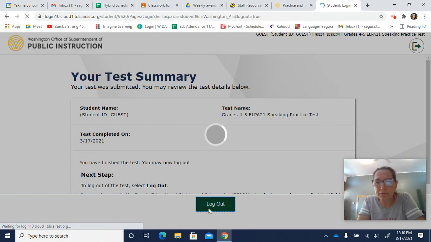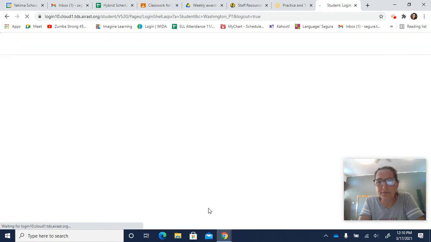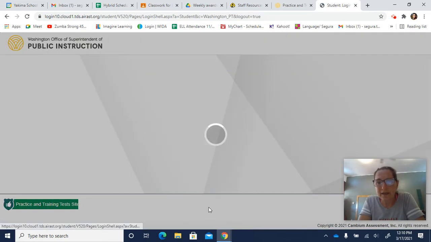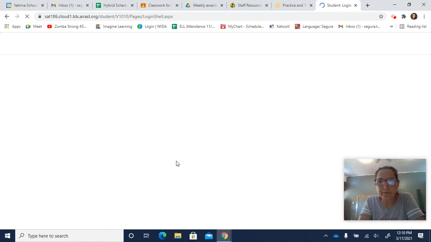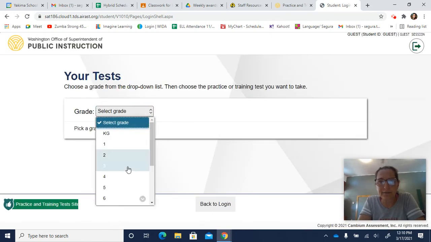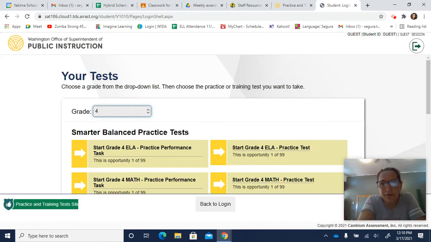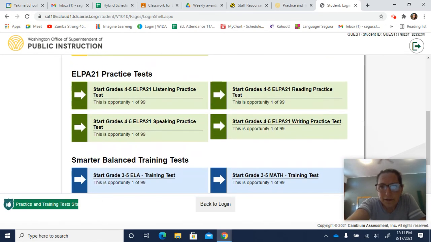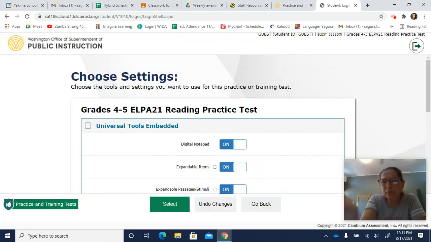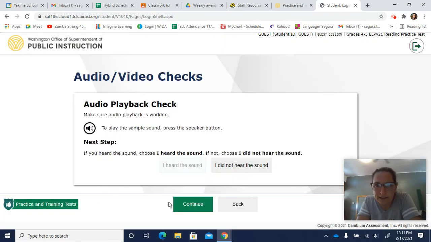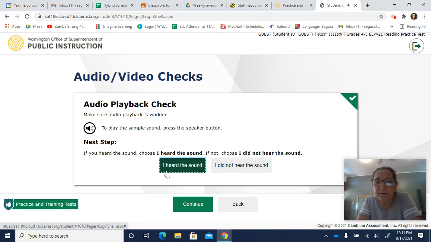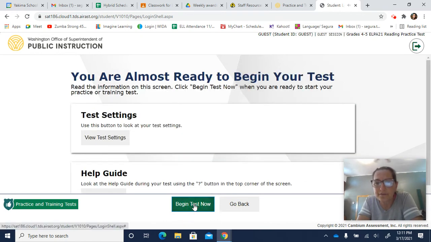Okay, we are going to go to the reading section. And we have to sign in the same way in each test. Kind of slow today, huh? Okay, I gotta scroll down to reading, ELPA 21 reading. Select, I guess you guys have another test you might be taking soon. I heard the sound. Continue.